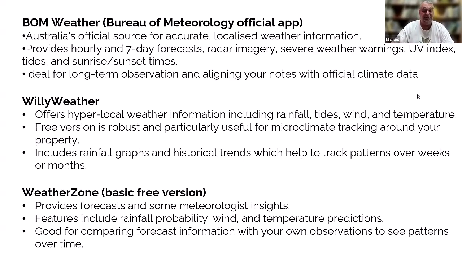And the last one is Weather Zone. It's got a basic free version that provides forecasts and some meteorologist insights. Features include rainfall probability, wind and temperature predictions. It's good for comparing forecast information with your own observations just to see patterns over time. So it's a quick, easy one.